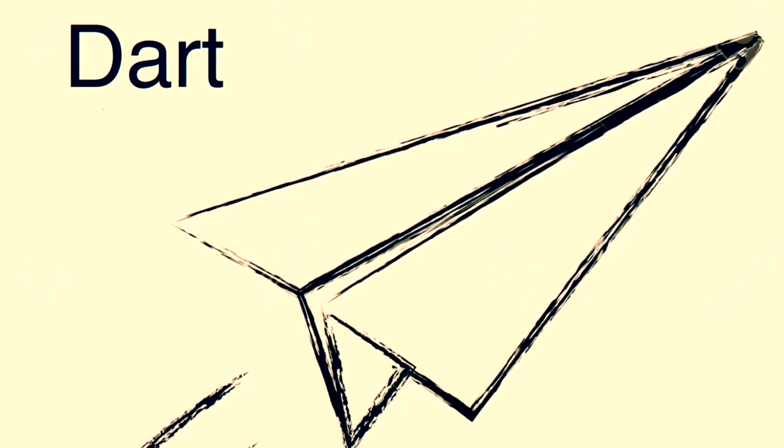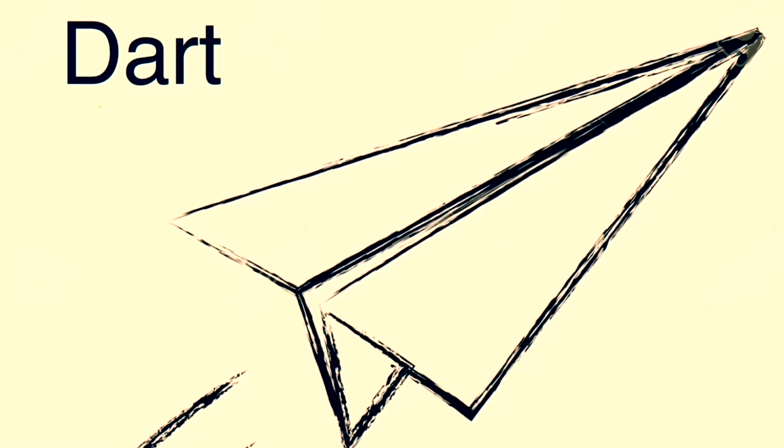The first one we're going to make is called our Dart, and it's kind of the classic airplane design. Check this out. You've probably seen one of these before, and I'll show you how to build one.